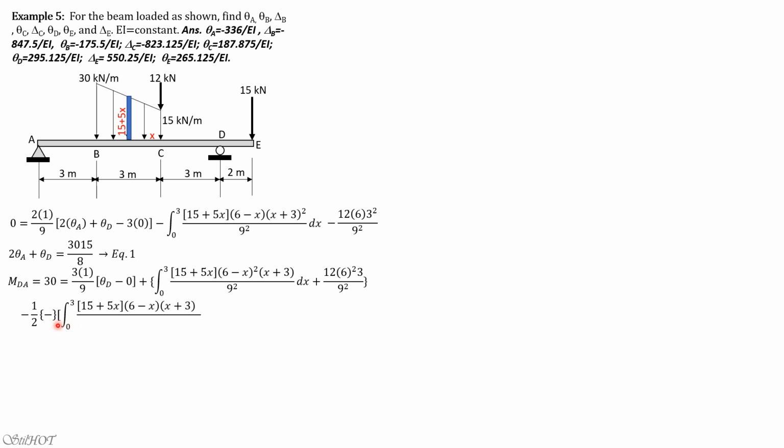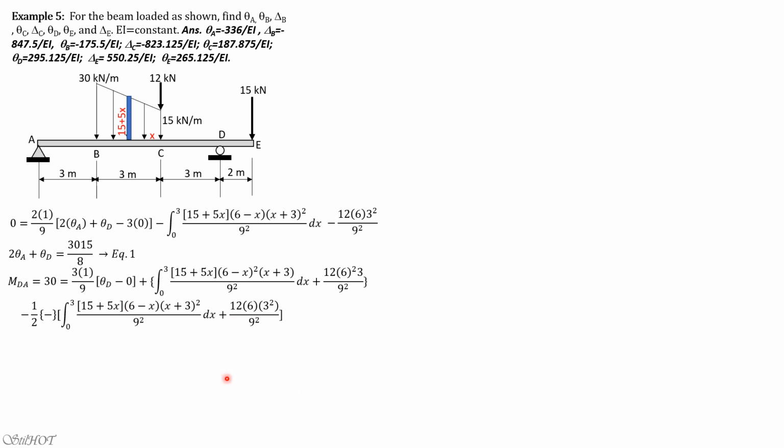Then minus 1 half fixed moment at A, which is negative of 15 plus 5x, the distance of A from the strip is 6 minus x, then its distance from the right is x plus 3 squared over 9 squared, just like this one. But minus negative, because the fixed moment at A is negative since it is on the left, plus 12, which is still negative. So 12 times 6 times 3 squared over 9 squared.